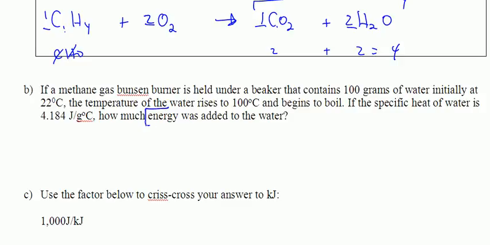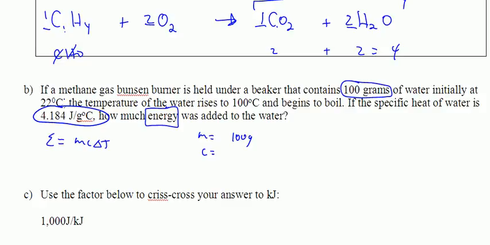This question again is asking us for how much energy. So we're going to use our mc delta T equation. Let's list everything out. M is 100 grams. C, water again. Very common to use water as the tool to calculate how much energy is absorbed from a chemical reaction. And delta T, well, it goes from 22 to 100. So 100 minus 22 is equal to 78 degrees Celsius. So we're going to plug those into our equation.